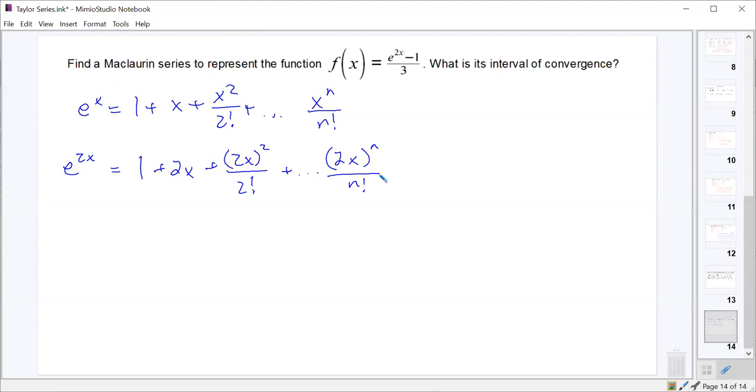Good? Or no? What if I subtract 1 from it? Well, I just lose that term of 1 at the beginning, right? What would that do to the series?